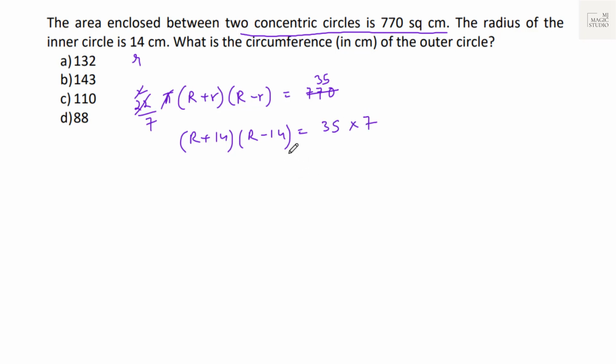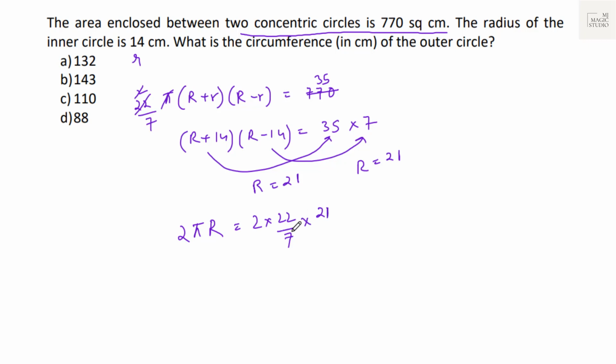We can very easily compare and find. If I compare these two, capital R would be 21, and if I compare these two, I'll get capital R again as 35 minus 14, which is 21. So capital R is 21. What is the circumference of the outer circle? Circumference of the outer circle is 2 pi R. 2 into 22 by 7 into capital R, which is 21. This goes 3 times. So it is 44 into 3. That is 132 centimeter. Option A is the pick.